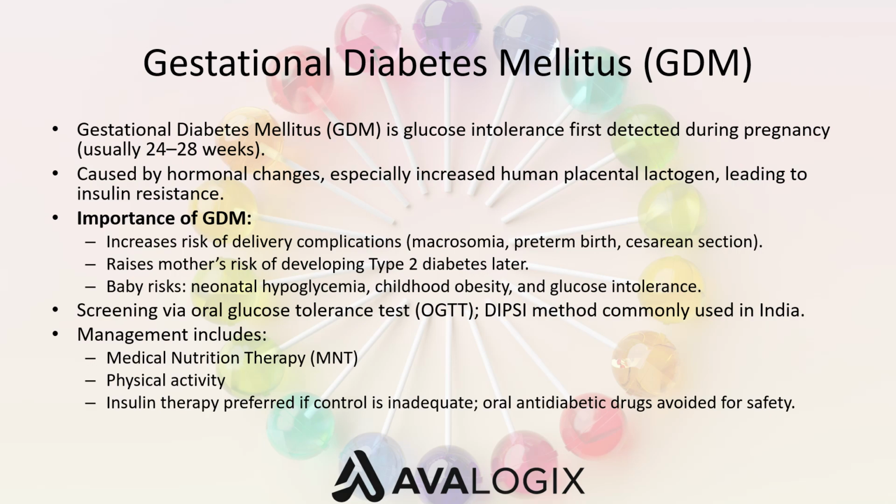The mother is at increased risk of developing type 2 diabetes later in life. The baby is at risk of neonatal hypoglycemia, obesity, and glucose intolerance in childhood. Screening is done using oral glucose tolerance tests, OGTT. In India, the DIPSI, Diabetes in Pregnancy Study Group India, method is commonly used. Management includes medical nutrition therapy, MNT, and physical activity. If uncontrolled, insulin therapy is preferred over oral antidiabetic drugs for safety reasons. Your role here is to counsel expecting mothers, reinforce adherence, and follow up post-delivery to reduce future risks.